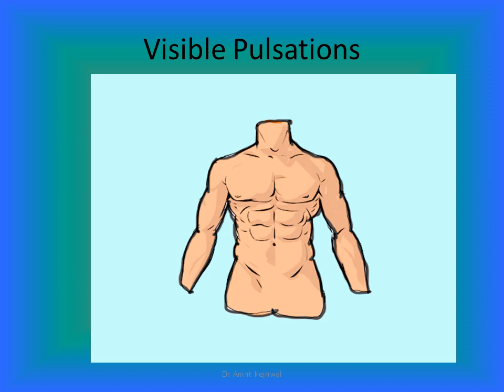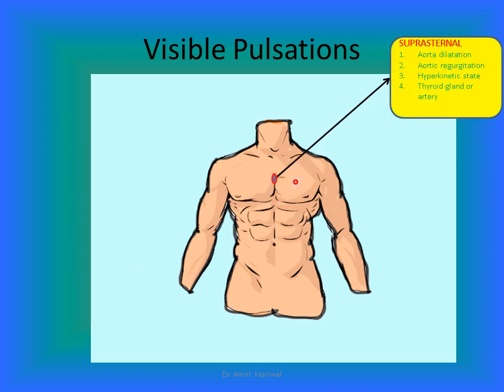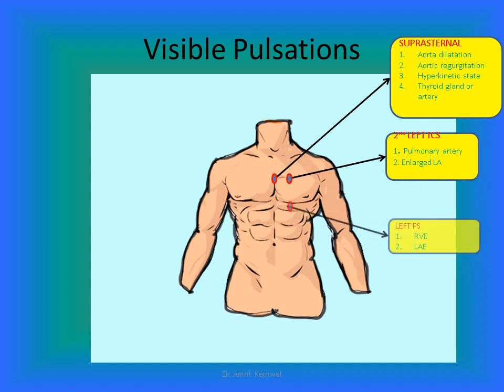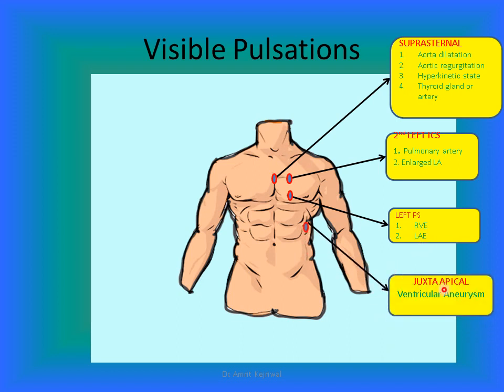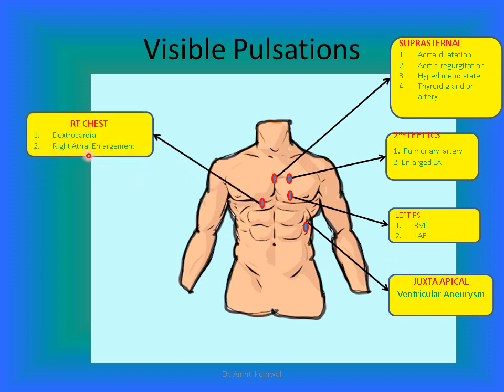Now coming to the visible pulsations, they are located on the chest at various places. Suprasternal: this is due to aortic dilatation, regurgitation, hyperkinetic state, or thyroid gland or artery. Second left intercostal space: pulmonary artery or enlarged left atrium. Left parasternal edge: right ventricular enlargement or left atrial enlargement. Juxtaapical: ventricular aneurysm. Right outside of the chest: dextrocardia and right atrial enlargement. Epigastric region: right ventricular hypertrophy, aortic aneurysm, or liver pulsations.